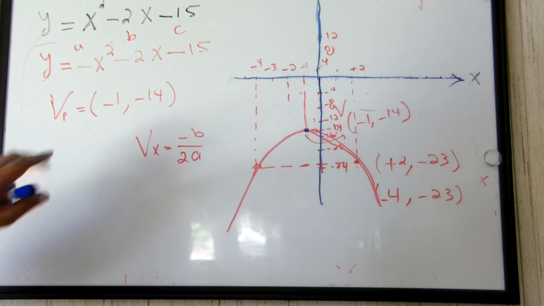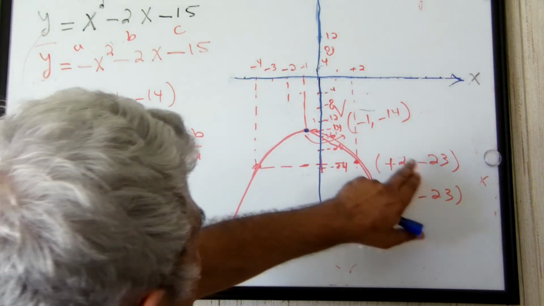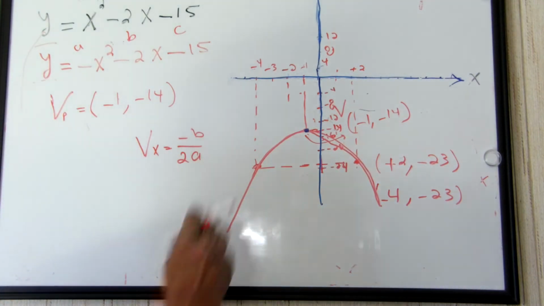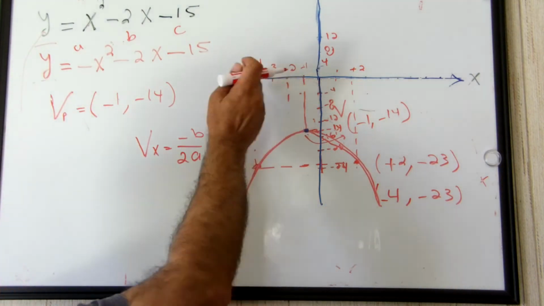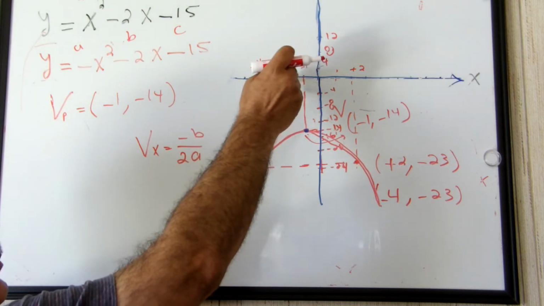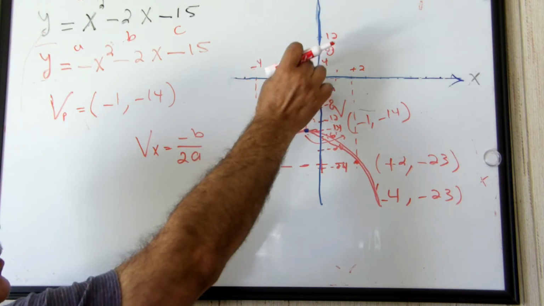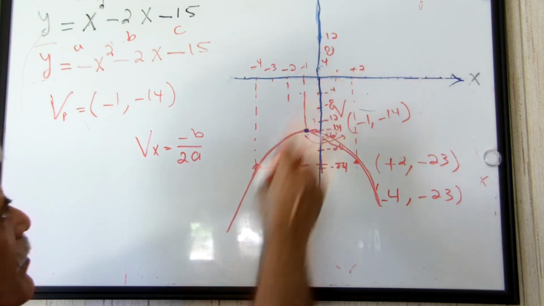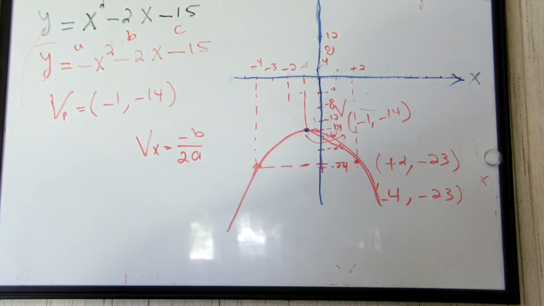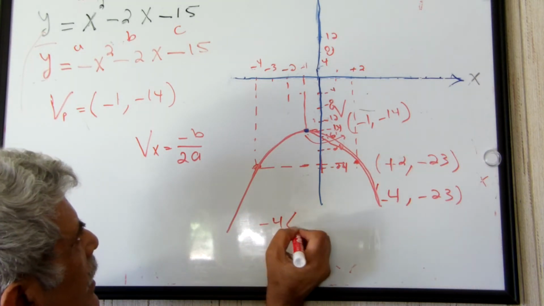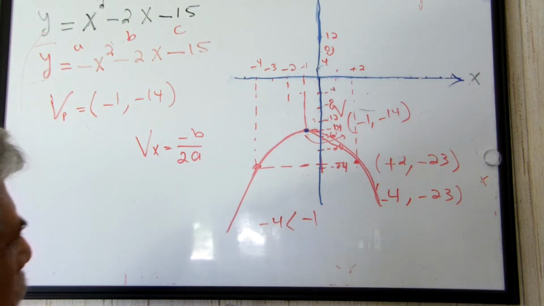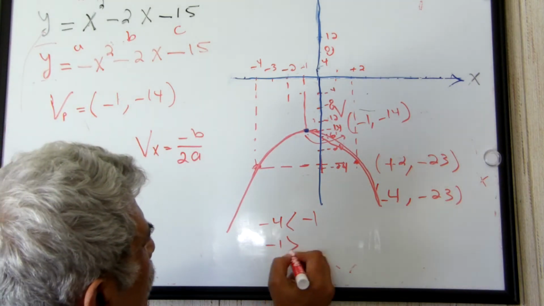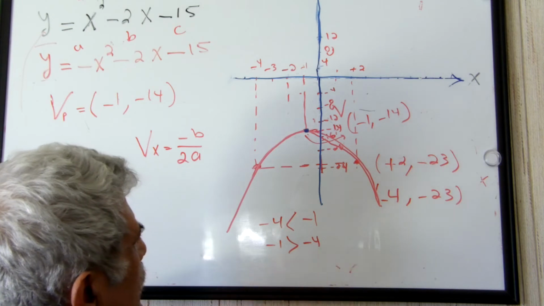Okay, we find the value for y is minus 14. We get minus 14, and then we find the point just less than minus 1, and at some point larger than minus 1. So you know minus 4 is less than minus 1. It's getting smaller. Or minus 1 is greater than minus 4. You know that already.